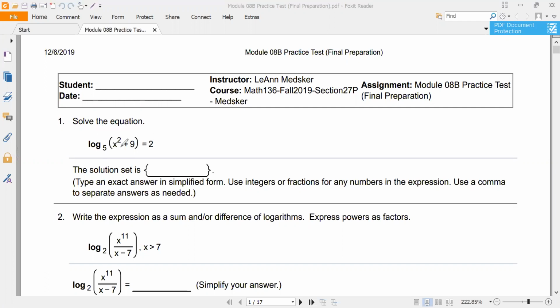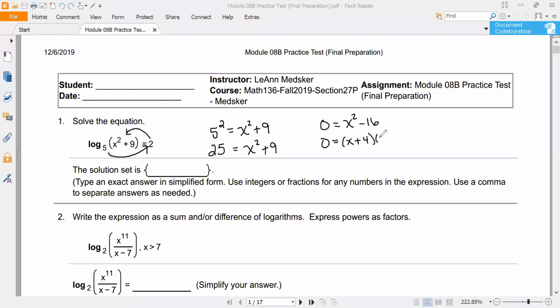So this one's already pretty standard and set up for us. It's already got the log isolated on this side. So we use our conversion that says 5 to the second power equals x squared plus 9. Then we would work out 5 squared, which is 25, equals x squared plus 9. Subtract over the 25 to see if we can factor this. So that's going to be x squared minus 16. That is factorable. That would factor into x plus 4 and x minus 4. If we set each of those equal to 0, we get a negative 4 for the first factor and a positive 4 for the second factor.